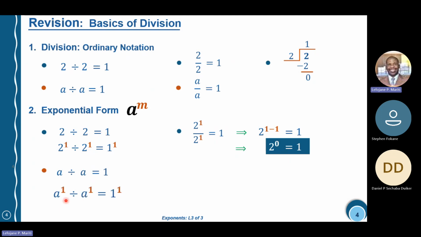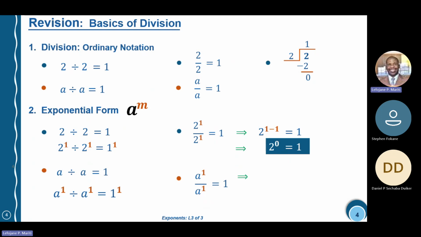Then it becomes a to the power 1 divided by a to the power 1, which will be equal to 1 to the power 1. This in turn then translates into the format that we now are accustomed to of a to the power 1 over a to the power 1, which will give us 1.